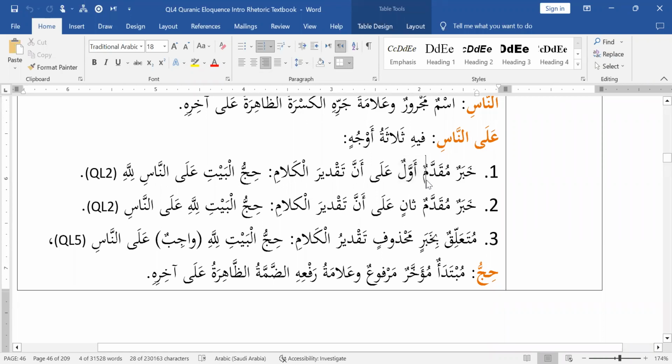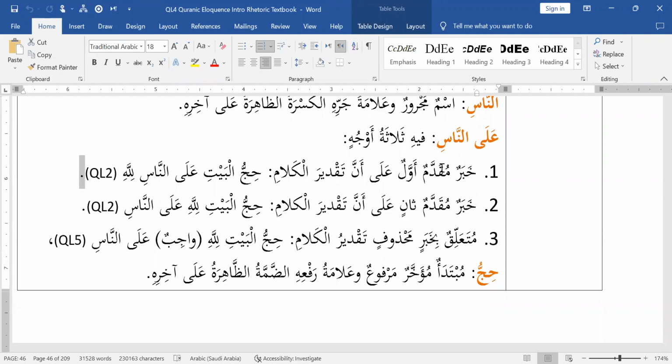The second perspective is that it's khabar muqaddam thanin. So you know how khabar awwal, khabar thanin, you remember that from QL2? In QL2, we learned that khabar can yajuz an yata'addad, can be muta'addid, meaning can come in more than one. You can have more than one khabar for a given mubtada.